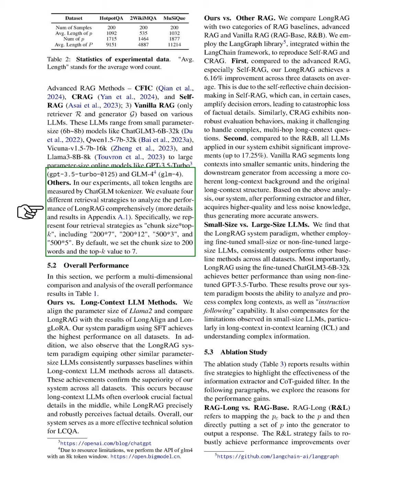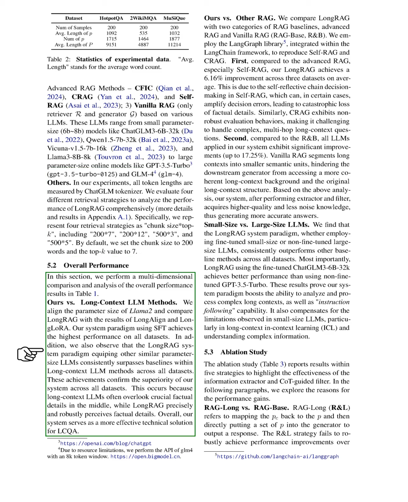In our experiments, we measured all token lengths using the ChatGLM tokenizer. We evaluated 4 different retrieval strategies to thoroughly analyze LongRAG's performance, represented as chunk size times top K, including combinations like 200 times 7 and 500 times 5, with a default chunk size of 200 words and top K set to 7. For overall performance, we conducted a multi-dimensional comparison, as shown in a table.